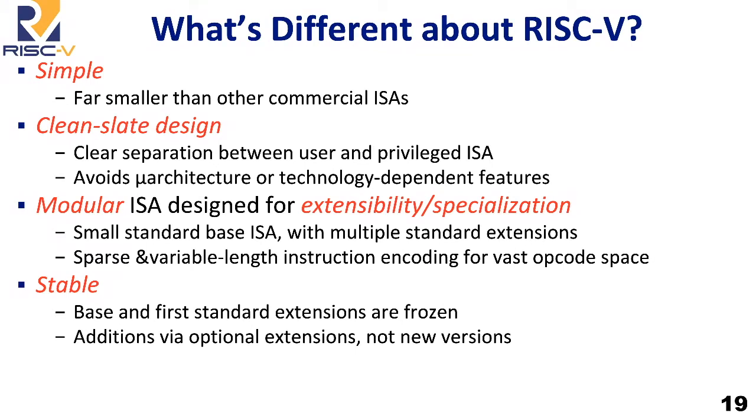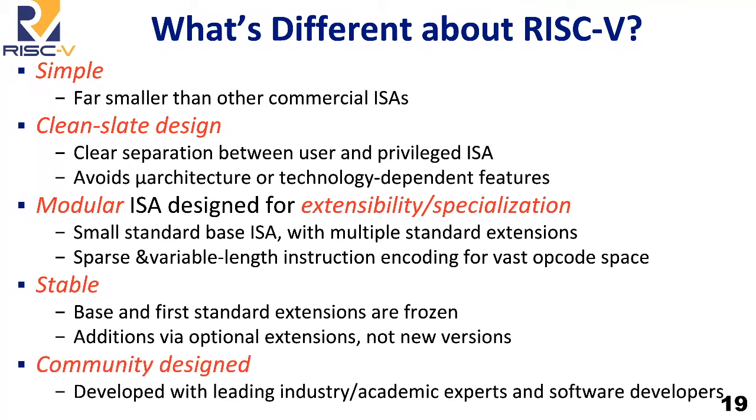But for us, the community wants stability, so we just freeze an extension once we develop it, and we don't keep changing it. To increase functionality, we just add another module, another extension, instead of changing the version of the things that are mandatory. Another big difference, it's community designed. It's not designed by one company, it's designed by the whole community. And so we can pull in expertise from all of industry, all of academia to help develop this, and also work directly with the software community to put the features in they need to make the software work.